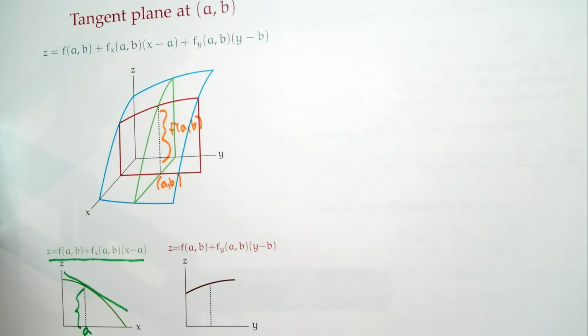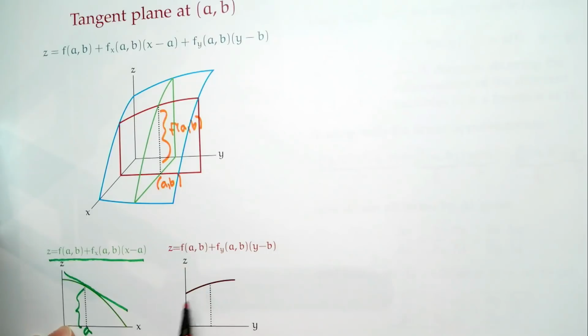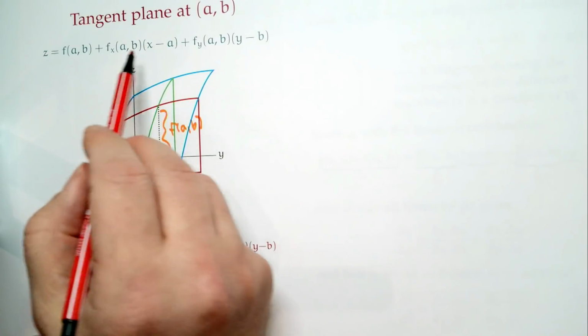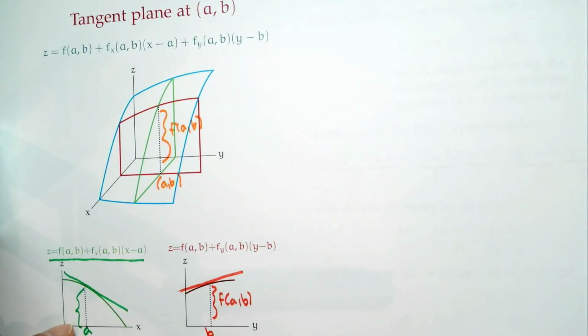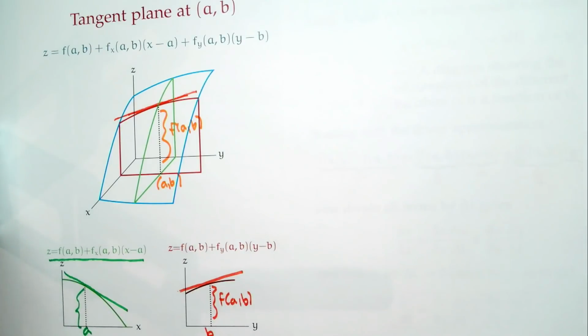Similarly, if I slice where I hold x fixed, okay, so if I hold x fixed, x equals a, I see this piece of the curve down in the yz plane. And the point, if I drop straight down, well, that's at y equals b. I get the same height as before, f of ab, and this line comes from the tangent plane, where this part now zeroes out because I have x equals a. So these two lines come in from the two different slices.